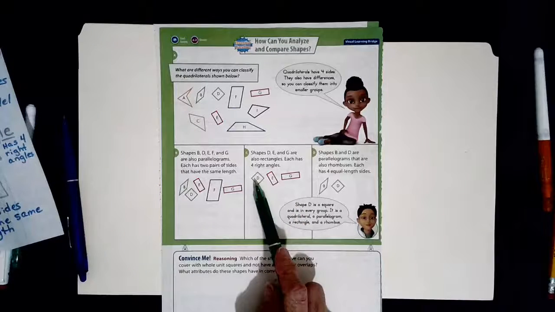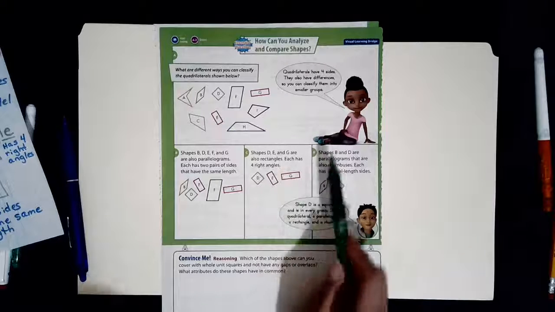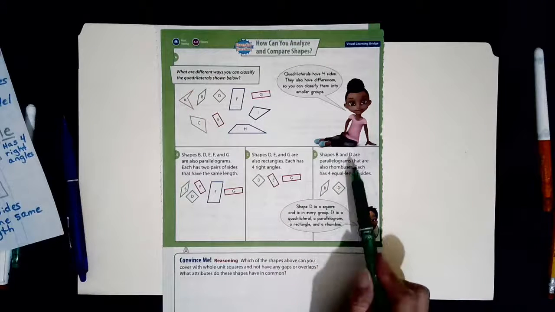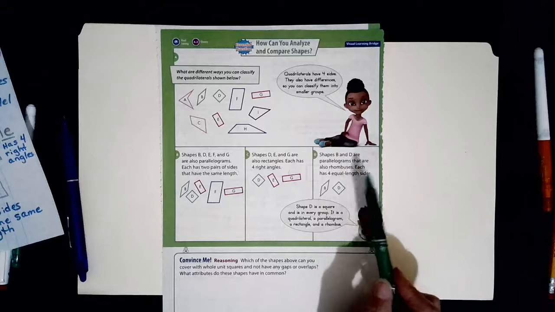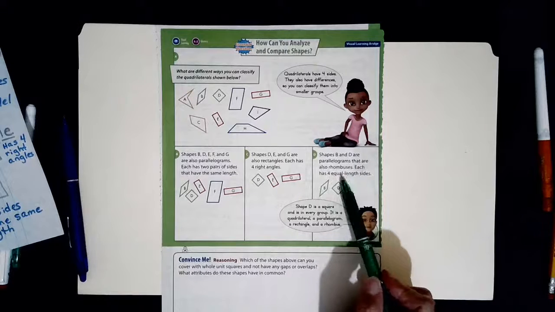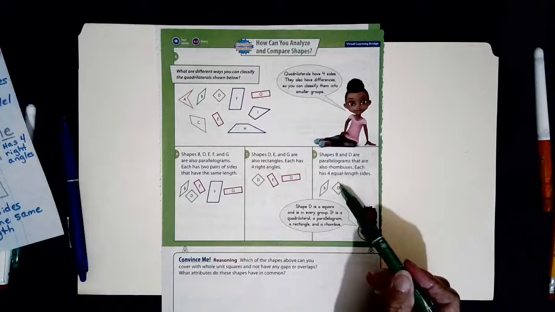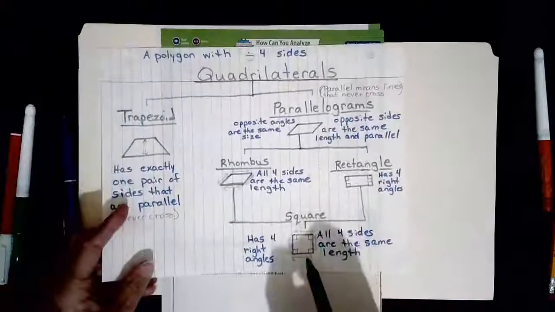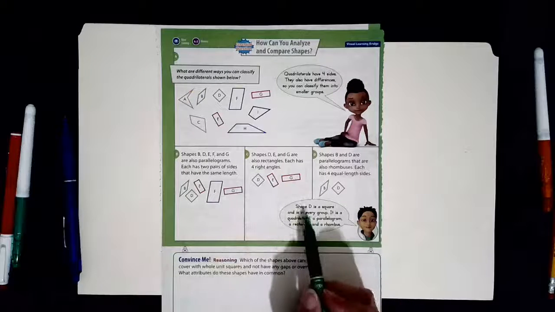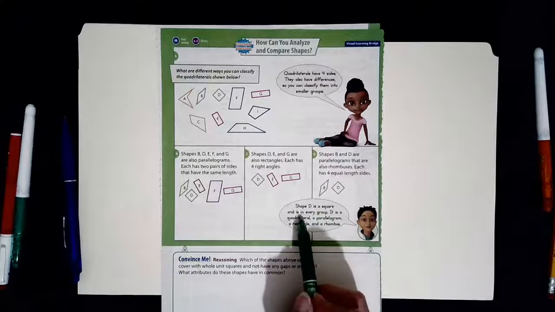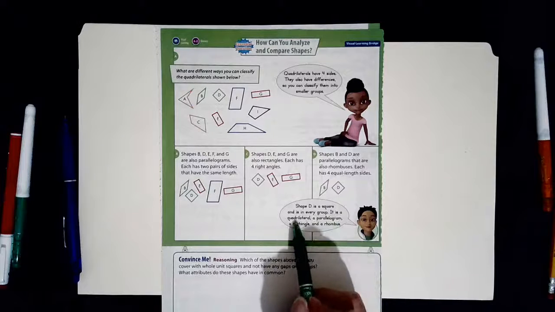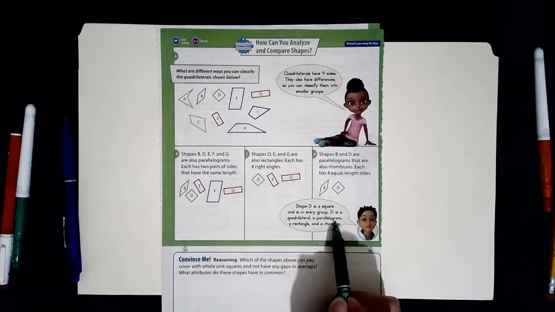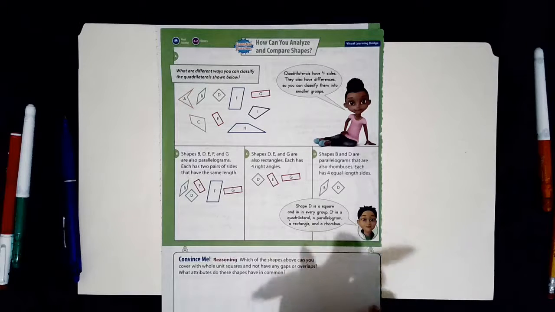Now look at that. This is, remember, a very special rectangle called a square. And then shapes B and D are parallelograms that are also rhombuses. Each has four equal length sides. Notice that that square is a rectangle and that square is a rhombus. A square can be a rectangle or a rhombus because it has both of those characteristics. Shape D is a square and is in every group. It is a quadrilateral, a parallelogram, a rectangle, and a rhombus.